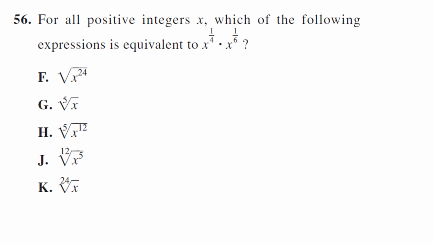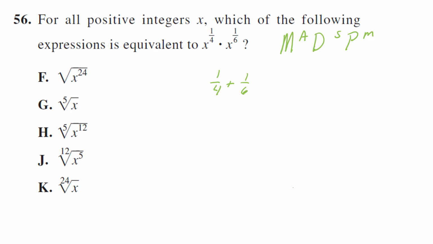Let's do this two ways. First, let's do it just straight up exponent math. So, order of operations: multiply, add, divide, subtract, powers, multiply. Since we're multiplying, we're adding. So we're going to have 1/4 plus 1/6.